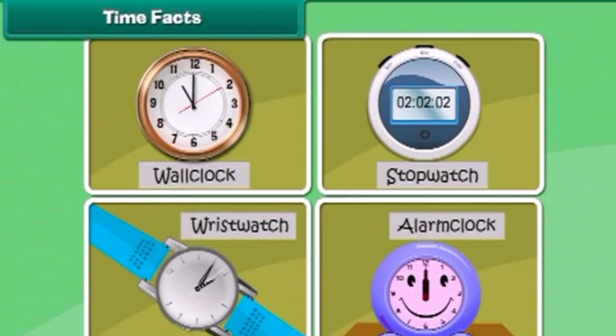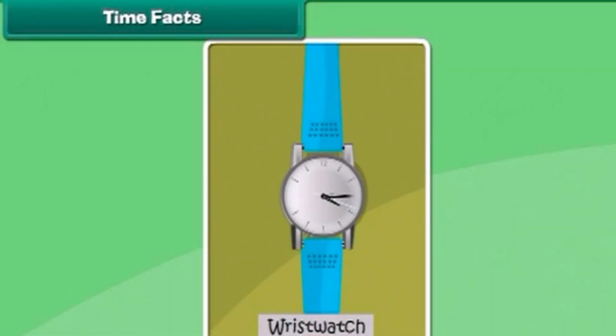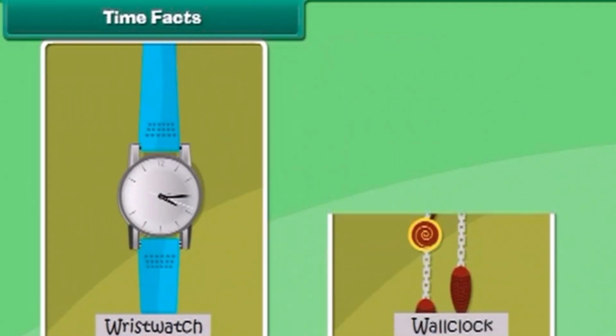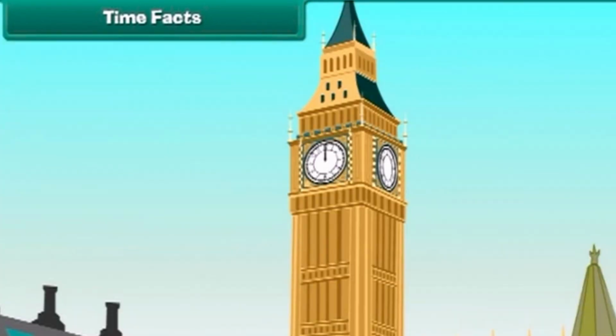You must have seen clocks of different shapes and sizes. There are clocks which you wear on the hand. They are called watches. There are clocks which you see mounted on walls. Clocks which are mounted on buildings.